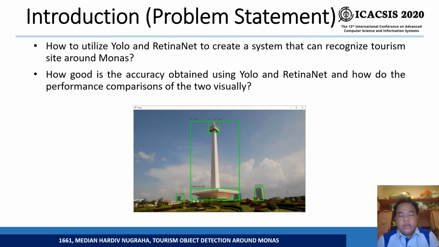For the problem statement of this research, number one is how to utilize YOLO and RetinaNet to create a system that can recognize tourism sites around Monas. Second is how good the accuracy obtained using YOLO and RetinaNet is, and how the performance of the two compares visually. From here we can see that the image is an example of a dataset of Monas, which has been boxed with a green box.